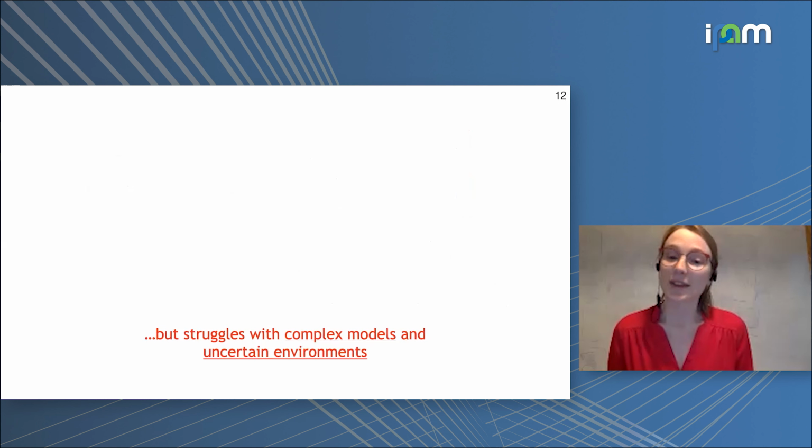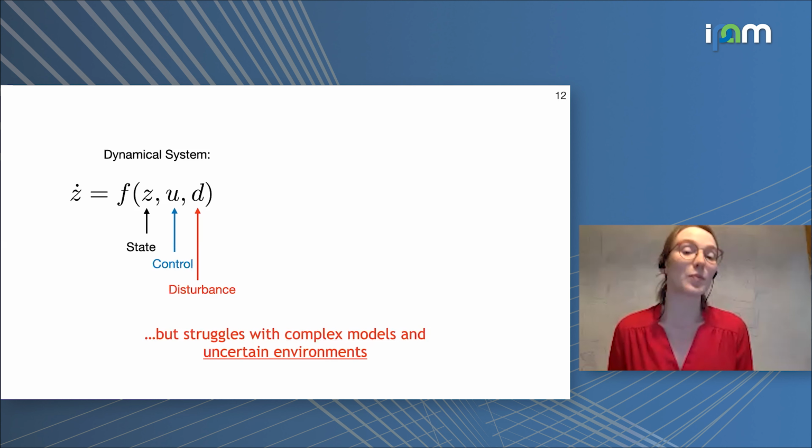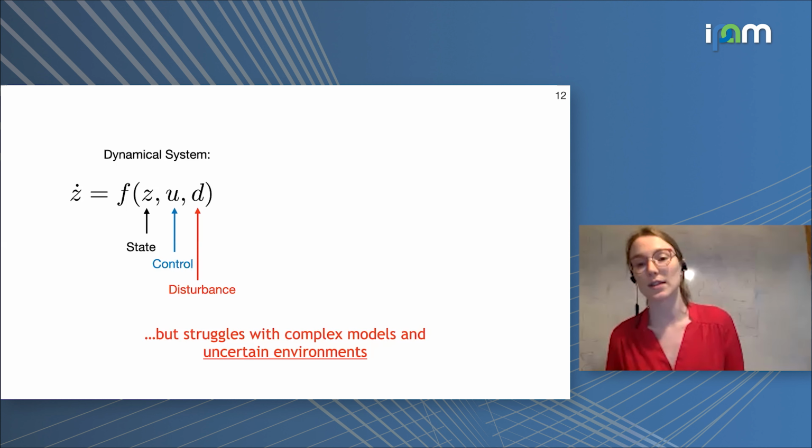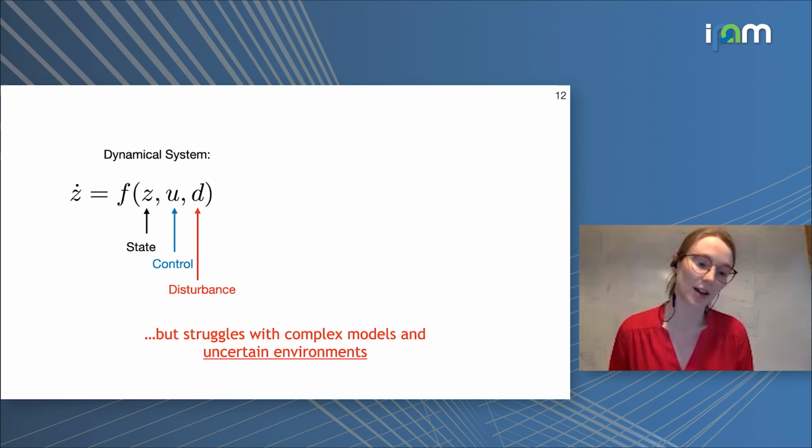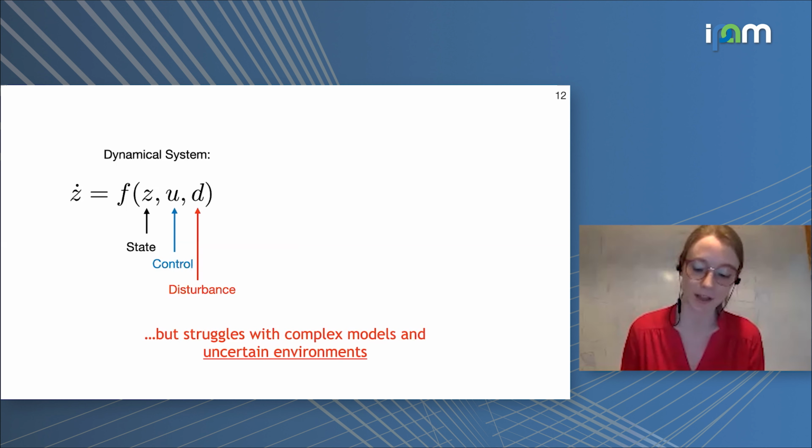We also struggle with uncertain environments. In some ways, this is really nice because we can handle disturbance, but we assume that this disturbance is bounded and that we're looking at the worst that the disturbance can do within this bounded set. And if we find out that these assumptions are wrong, recomputing this from scratch can be really computationally intensive, again, because of the curse of dimensionality.